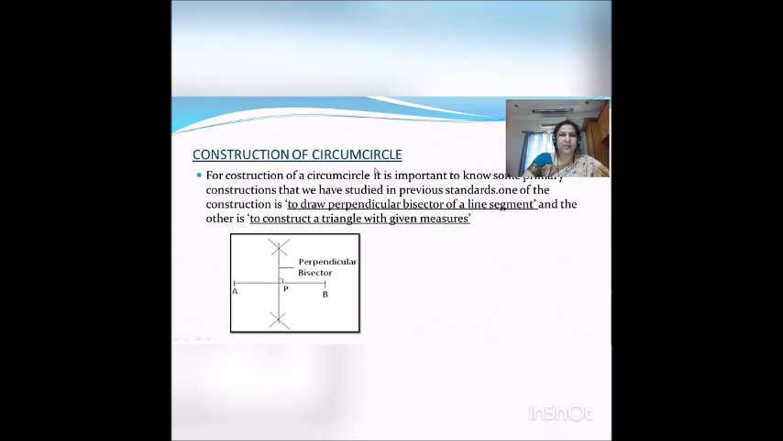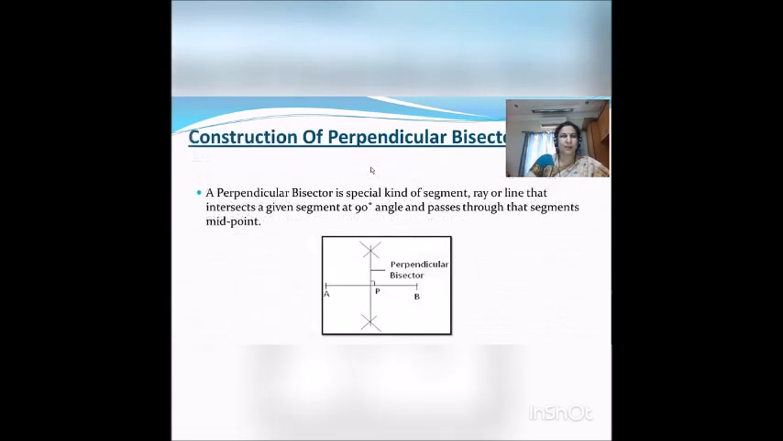Now, construction of a circumcircle is the main topic today. For construction of a circumcircle, it is important to know some primary constructions that we have studied in previous standards. One construction is to draw the perpendicular bisector of a line segment, and the other is to construct a triangle with given measures. So let us first go to construction of a perpendicular bisector.